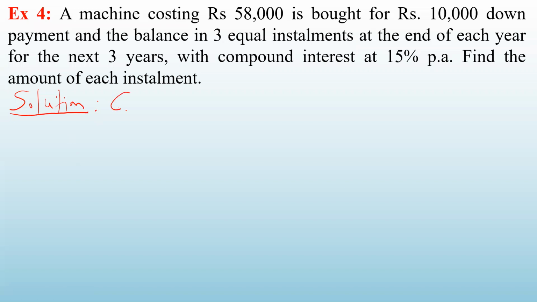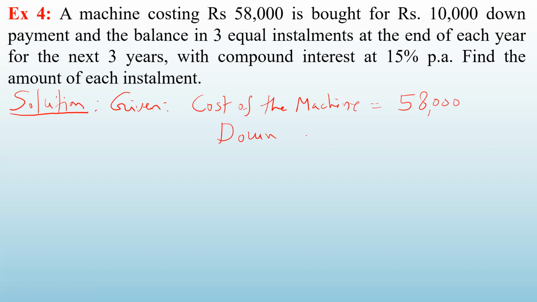What is given to you here? The cost of the machine, how much? It is 58,000. Machine costing rupees 58,000 is bought for rupees 10,000 down payment. So the down payment is how much? It is 10,000. The total cost of the machine is 58,000 and the down payment is 10,000.